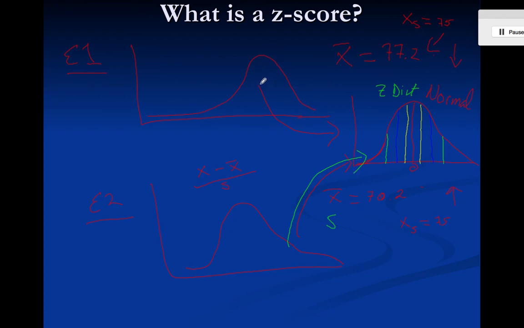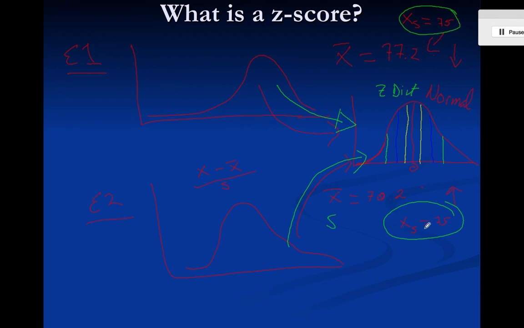For this other distribution, for exam number 1, when we convert it into standardized distribution, just as we have here, it becomes exactly the same. So now what we're doing is now we can actually find out how well Susie did in exam number 1 versus exam number 2. Okay? So here in exam number 1, she got a 75.